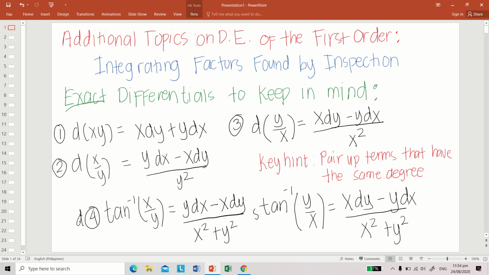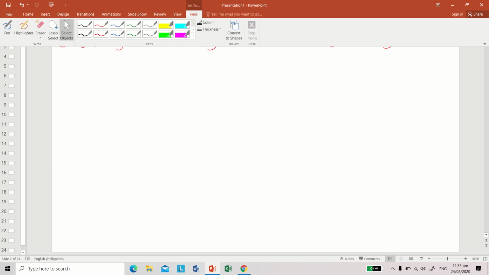And then the last one, the fifth one, is inverse tangent of y over x, which is equivalent to x dy minus y dx all over x squared plus y squared. So in solving integrating factors found by inspection, the main key hint here is this: to pair up all the terms that have the same degree. So to see this, let's try example number 1.